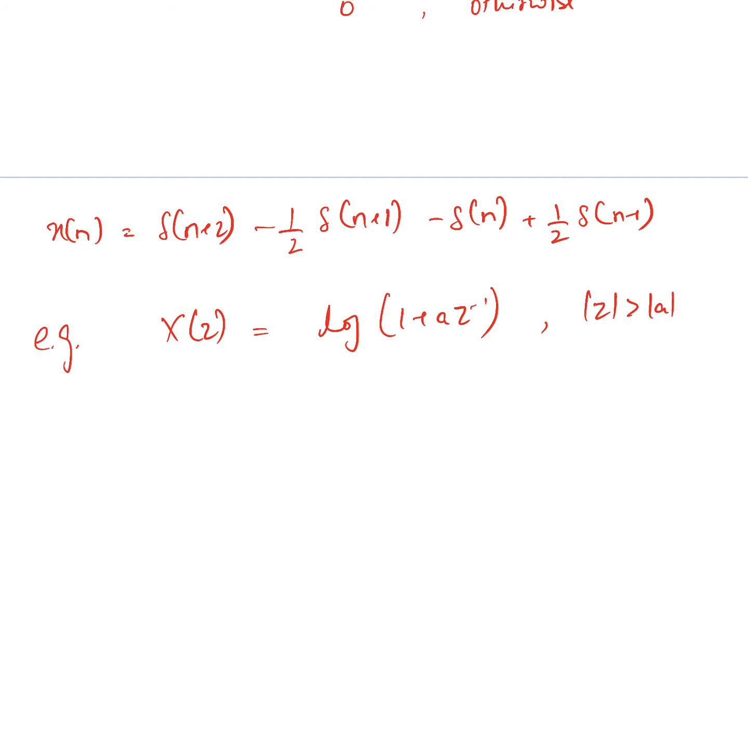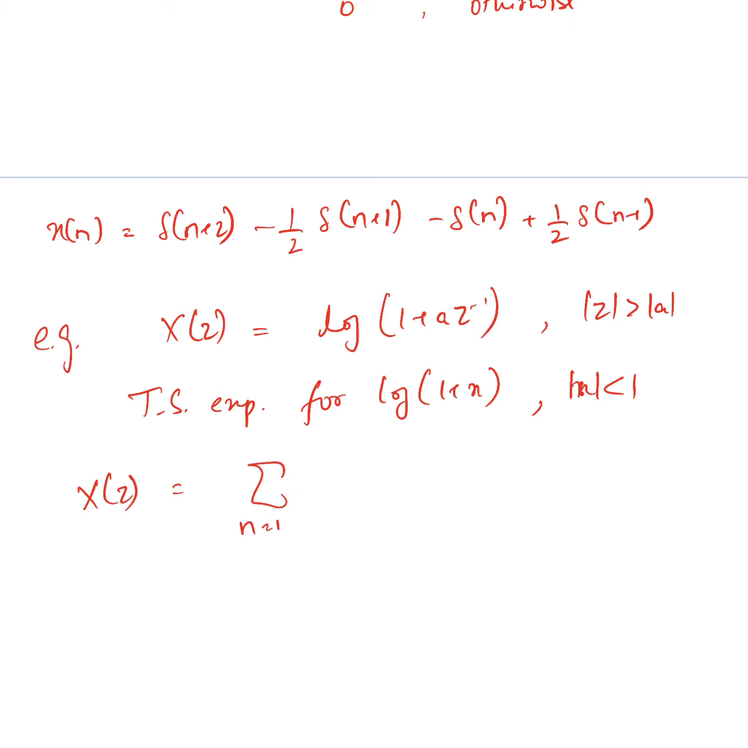Okay, so for this we can use the Taylor series expansion for the term log of 1 plus x, where mod of x is less than 1. Right? So on taking the Taylor series expansion, you would get on the right hand side, from n equals 1 to infinity, minus 1 to the power n plus 1 times a to the n, z to the minus n, divided by n. Right?